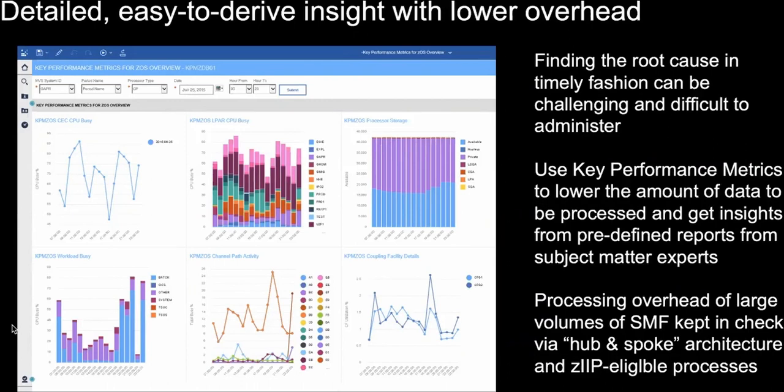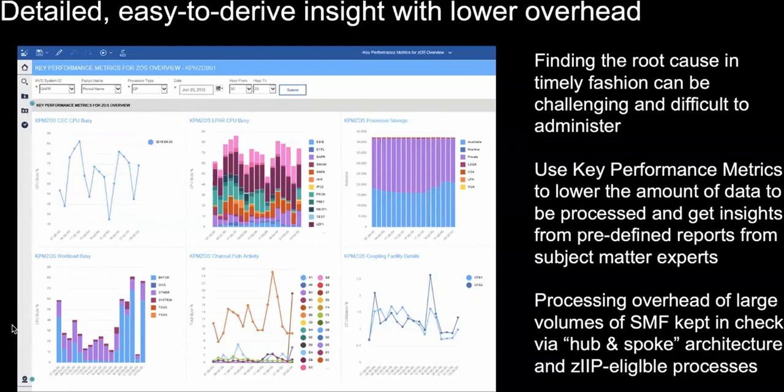What do you need to collect? What do you need to analyze? A significant amount of SMF data can also be costly to process, and so what you end up having is actually missing insights or being too slow to react because there is just too much to work with, and that really defeats the point of collecting the data.